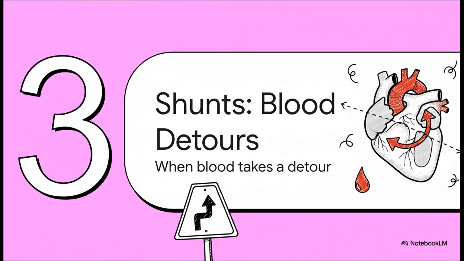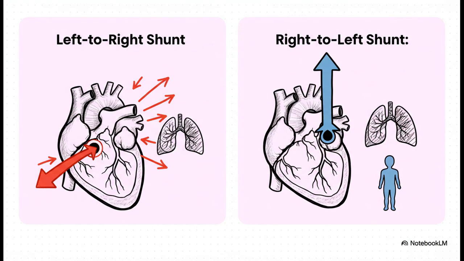All right, so let's get into what these flaws actually look like. They mostly fall into two big buckets. First up, shunts. Think of a shunt as an abnormal detour for your blood. And with these detours, the direction the blood flows is everything. So you've got left to right shunts. That's when oxygen-rich blood from the high-pressure left side of the heart gets pushed over to the low-pressure right side. The result? The lungs get totally flooded with way too much blood.